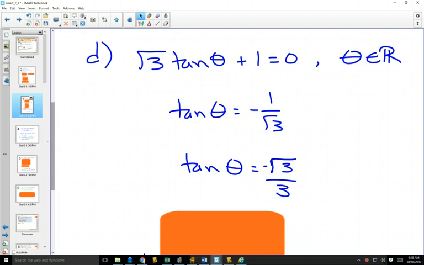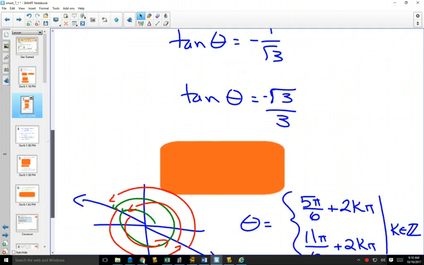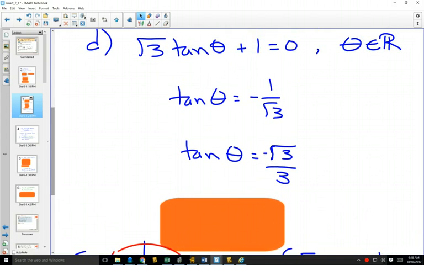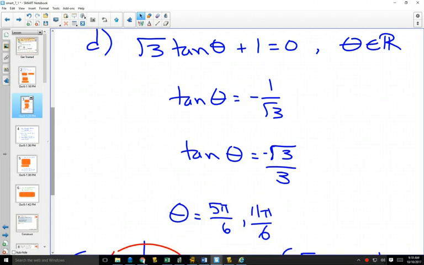What family for tan 10 gives us root 3 over 3? Pi over 6 family. What quadrants will it be in? 2 and 4. So if we were solving this like normal, which would just be once around the circle, you would write down the pi over 6 family member in quadrant 2 and the pi over 6 family member in quadrant 4. So 5 pi over 6 and 11 pi over 6, and you would be done.